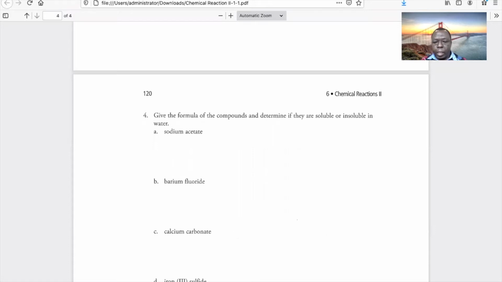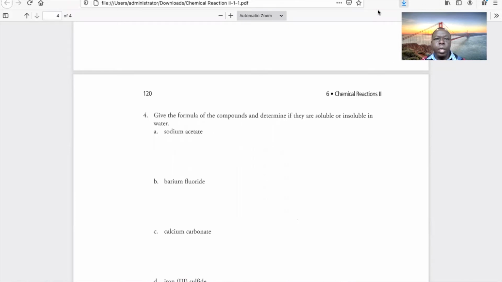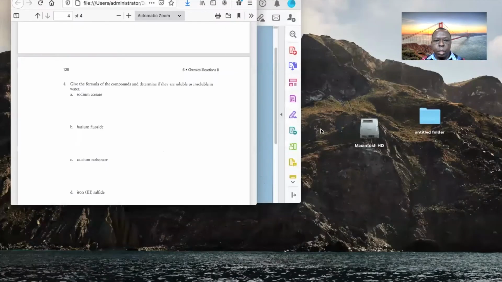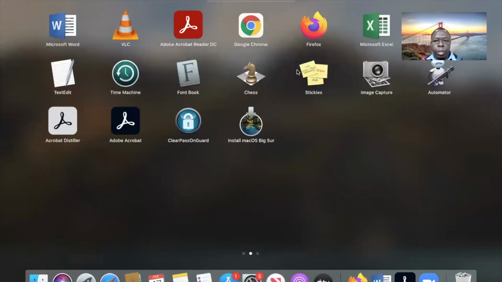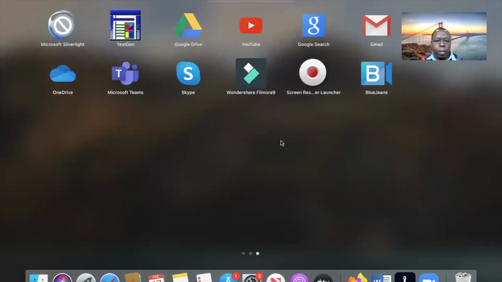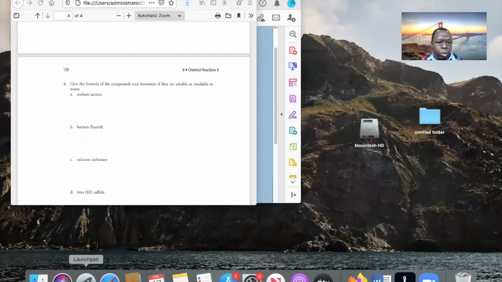Let me share my screen here. I think you should be able to see the whiteboard. Let me just see if you can see my whiteboard. I'm just going to share my whiteboard here so that when I write down the equation, you should be able to follow with me.